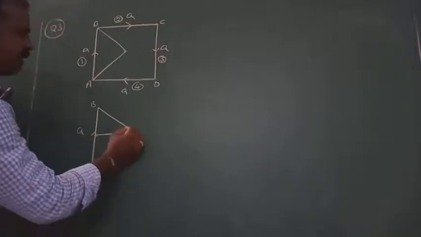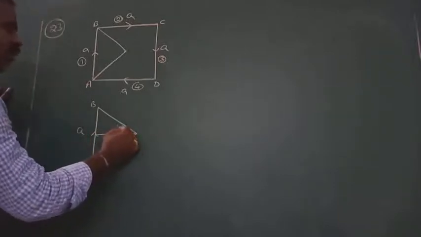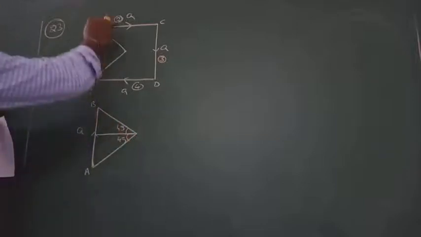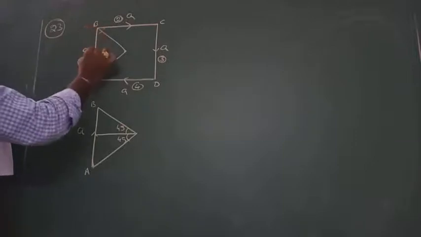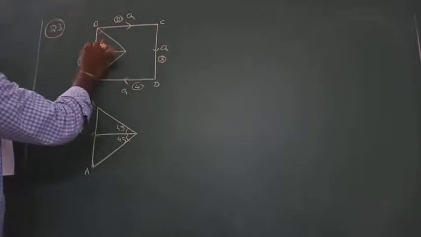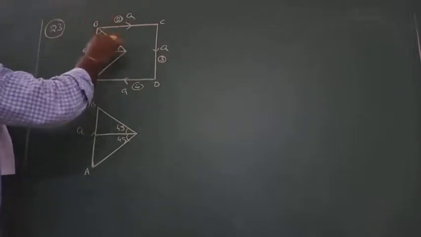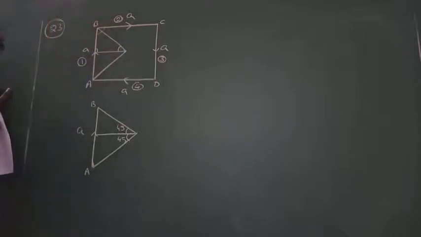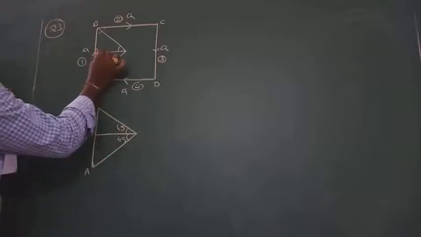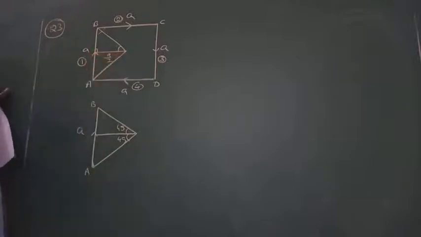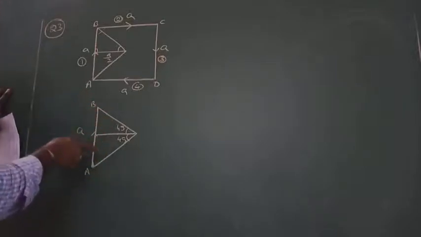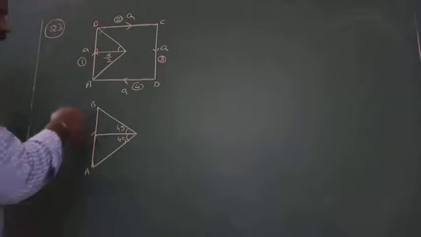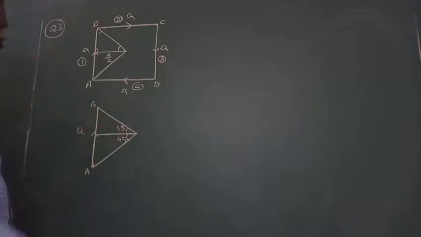From the center, this makes an angle of 45 degrees. Why? Because this is a square. 45 degrees, 45 degrees, and the perpendicular is 90 degrees. In this triangle, the sum of the angles should be equal to 180 degrees. Then 45, 45. The perpendicular distance from the center is A by 2. So this diagram represents a current carrying finite wire of length A.